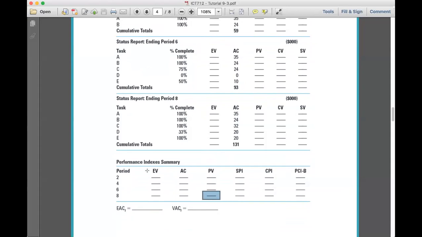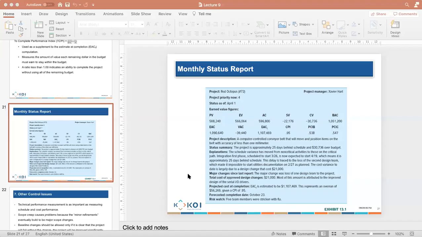So you put the figures that you collected earlier in this table. And based on those figures, I want you to calculate SPI and CPI. And then I want you to calculate PCIB. Now, you can tell me, how do I really calculate PCIB? And I say it's a very, very valid question.